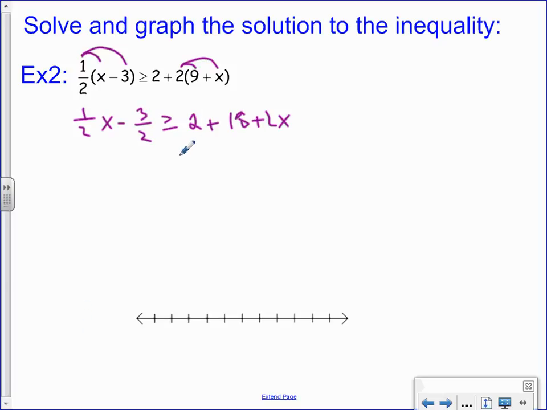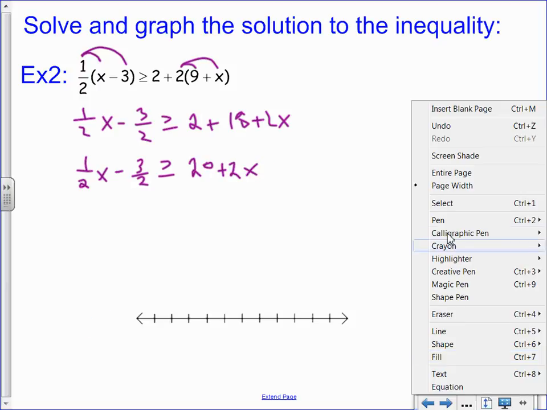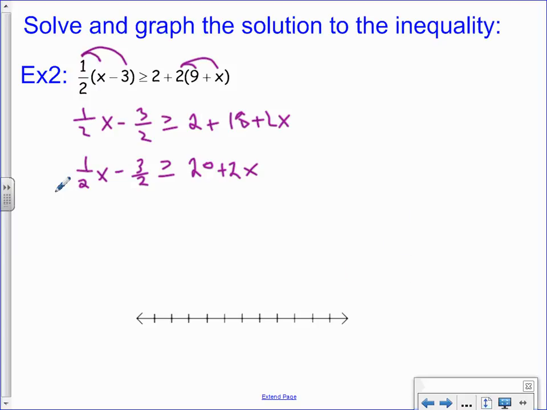Okay? We have a little bit of simplification we can do on the right side, so I'm going to keep this side for now. Okay, the 18 and the 2 can go together, that's 20 plus 2x. Okay, to get rid of the fractions, just multiply everything by the denominator, which is 2, and all that does is cancel the denominator out, but don't forget to distribute the 2 to everything else. So you've got 1x minus 3 is greater than or equal to 40 plus 4x.